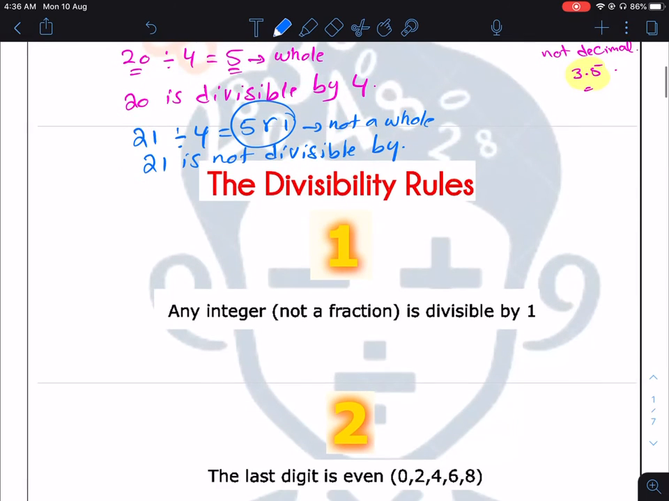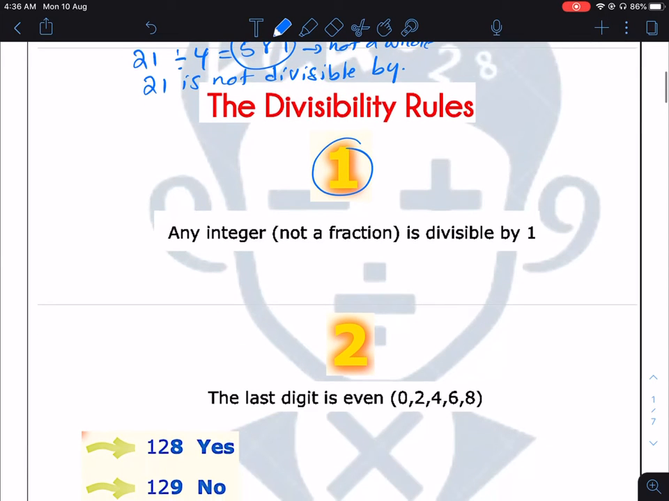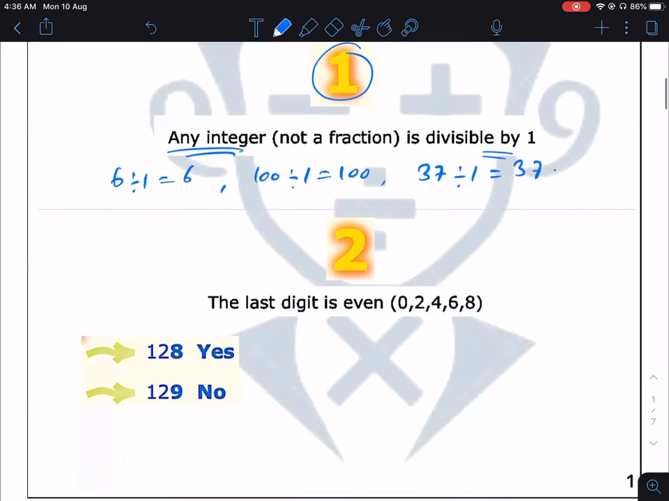Okay, everyone. Now I will talk about some rules of divisibility. How can I check if a number is divisible by 1? How can I check if a number is divisible by 2, and so on? Divisibility by 1 is allowed for all numbers. Any integer is divisible by 1. You can divide 6 by 1, the answer is a whole number. 100 divided by 1, the answer is a whole number. 37 divided by 1, the answer is a whole number. So any integer is divisible by 1.